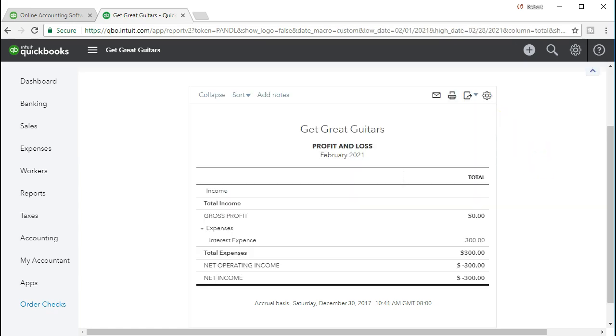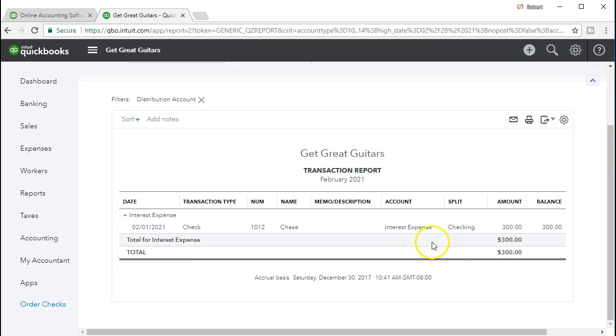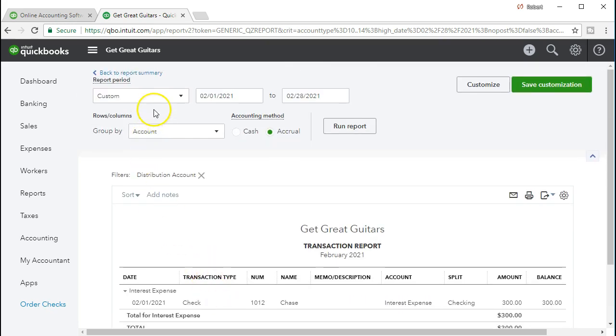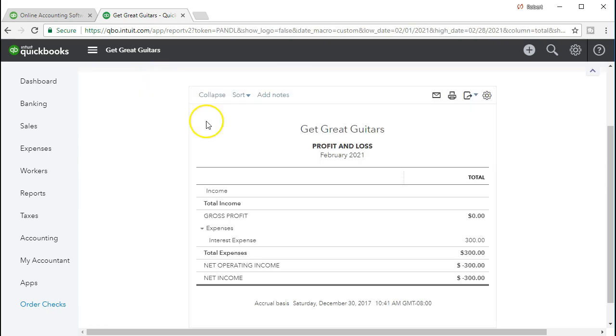Run that report. And if we scroll down, all we have then is this interest payment, the $300. Selecting that item, there is our interest payment. So of course, if we go back to the report summary, then that's going to be a decrease to net income, and that's the only activity we have at this time.